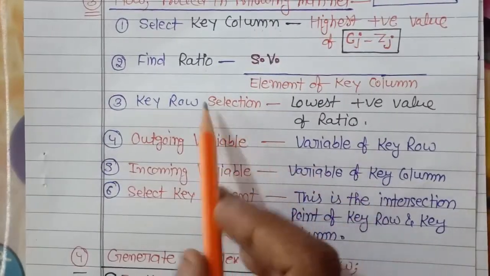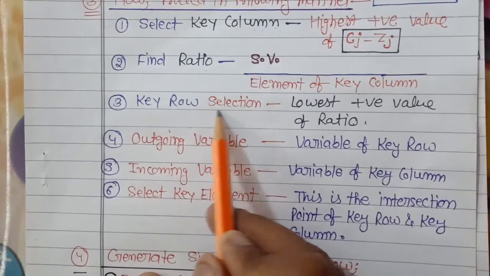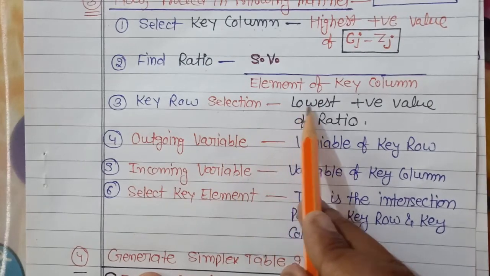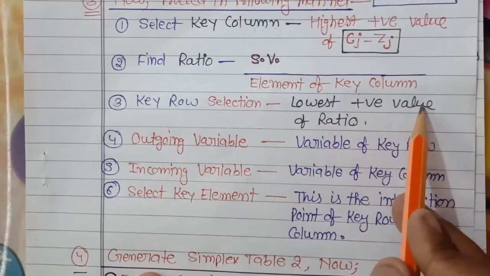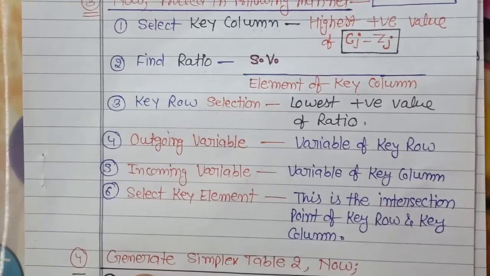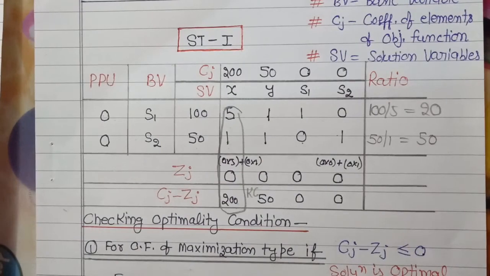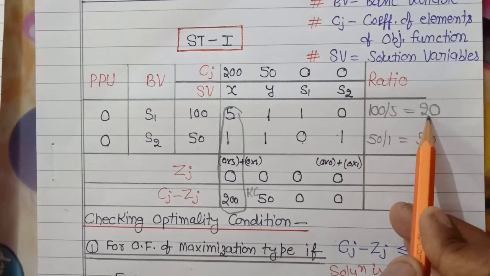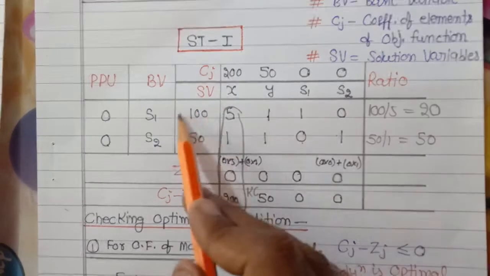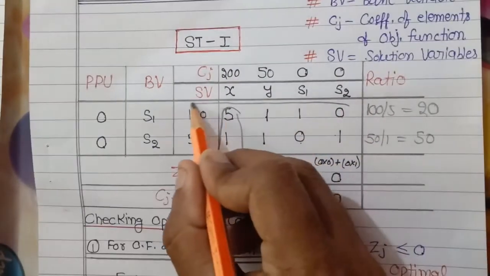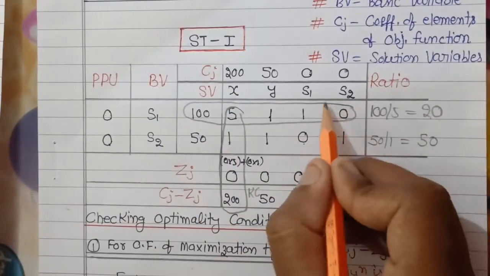So which can be selected as the key row? The formula for selecting the key row is that we have to choose the lowest positive value of ratio. Again moving to simplex table 1, you will see that out of these two values, 20 and 50, 20 is the lowest positive value of ratio. So the corresponding row to this 20 value will be the key row. Let us mark this as a key row. Now this is the key row.